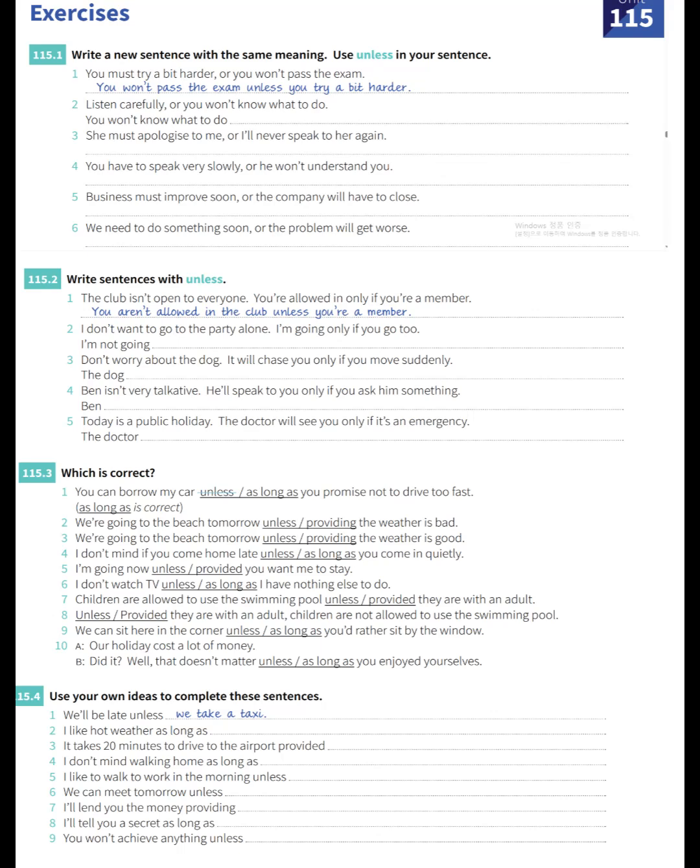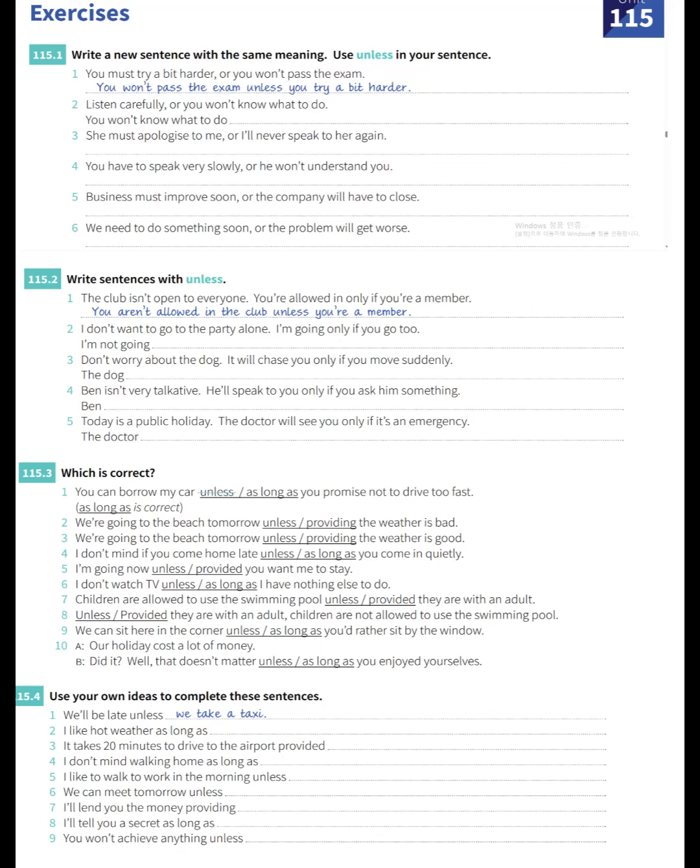Then it says, it takes 20 minutes to drive to the airport, provided you can take a taxi. You take a taxi. So it takes 20 minutes to drive to the airport, provided you take a taxi. I don't mind walking home as long as I have my headset.